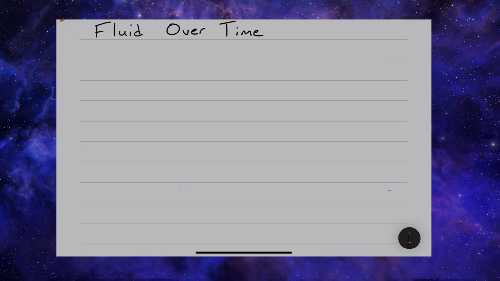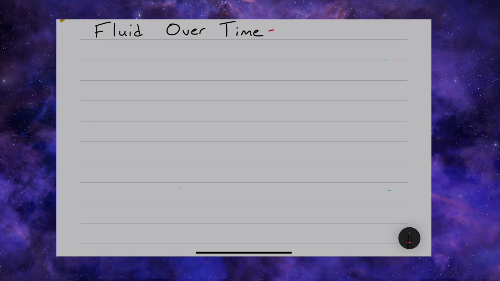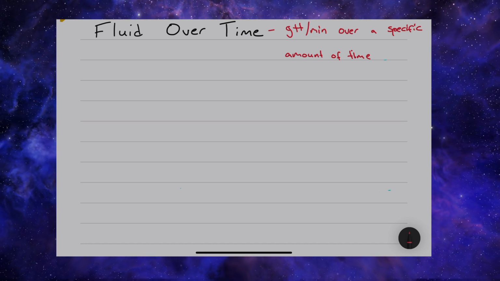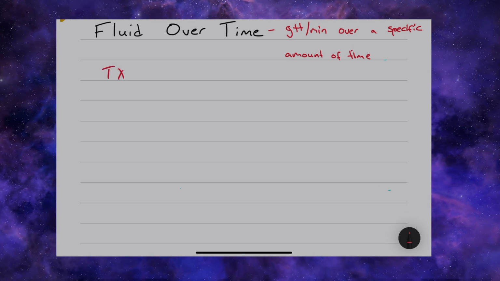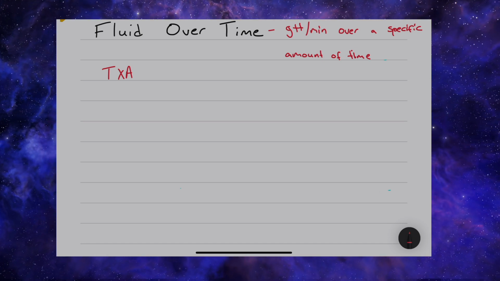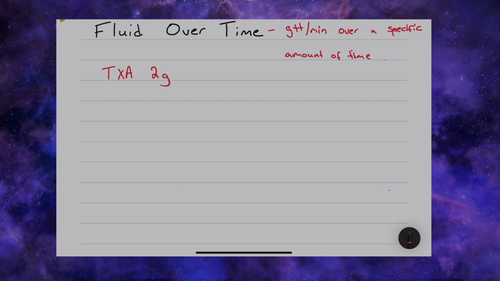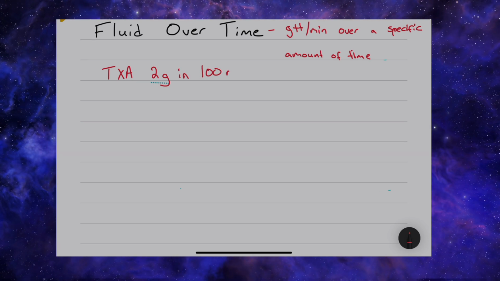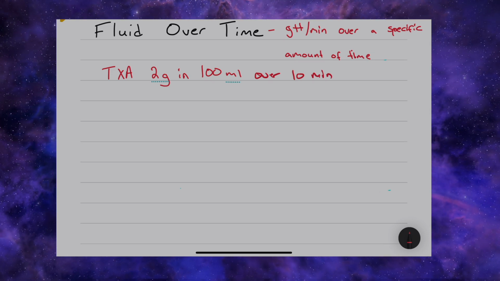Fluid over time. This is the medication math formula that I'm going to use to figure out drops per minute over a specific amount of time. So say, for example, we have a trauma patient and we want to give this patient a medication called TXA, to help prevent clots in their body from breaking down. Well, the drug dosage for TXA is 2 grams in 100 milliliters over 10 minutes, right?